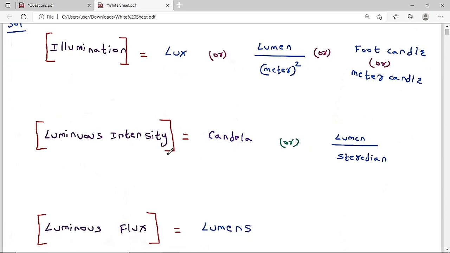Now the unit of luminous intensity is candela or lumen per steradian. So these are the different units of luminous intensity. The definition of luminous intensity is the quantity of visible light that is emitted in a unit time per unit solid angle. That is called the luminous intensity.